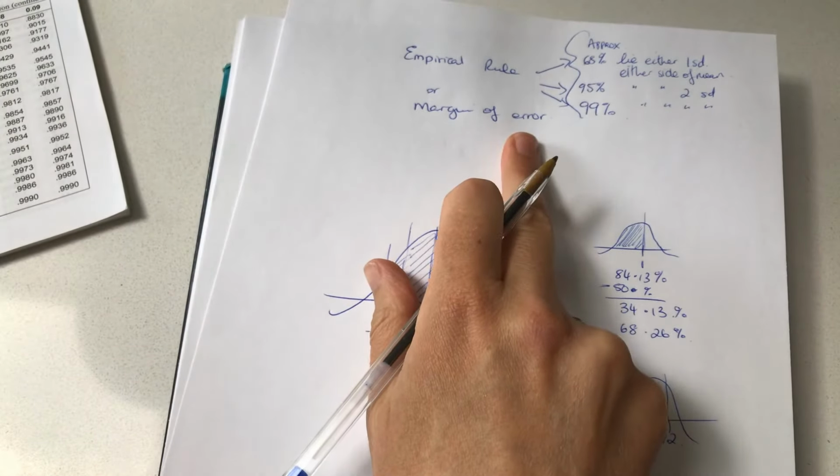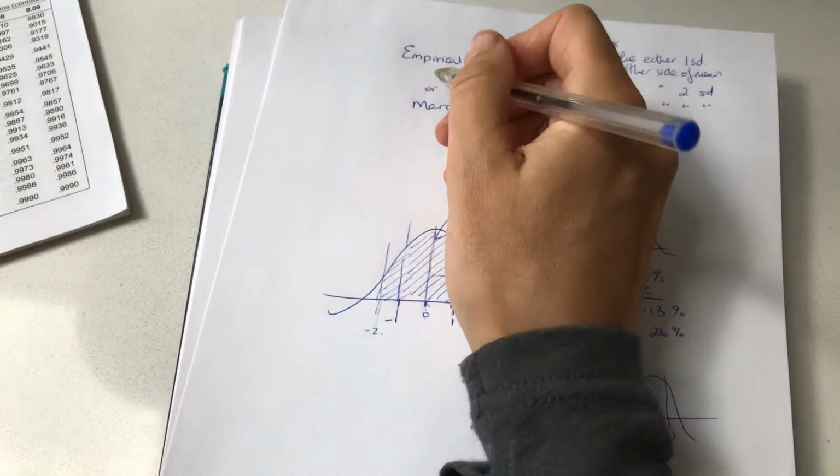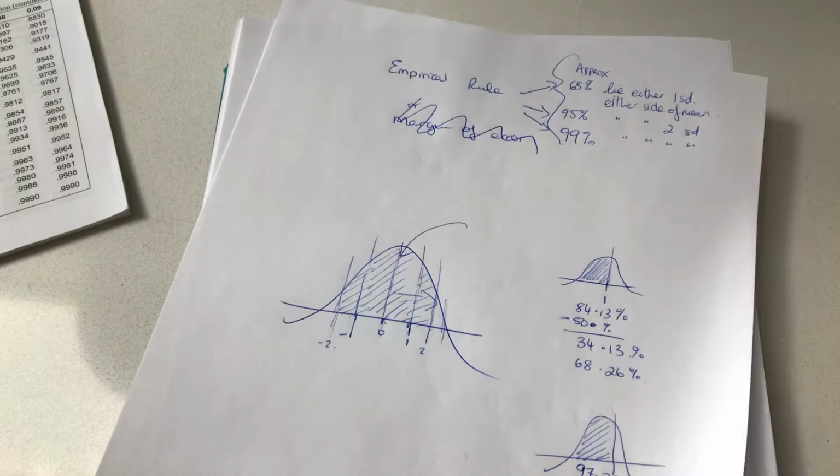Margin of error. So I'm going to do this. That's all your empirical rule here. I'm going to turn over the page, do the margin of error. That's your margin of error.